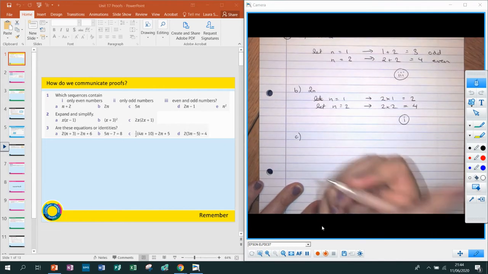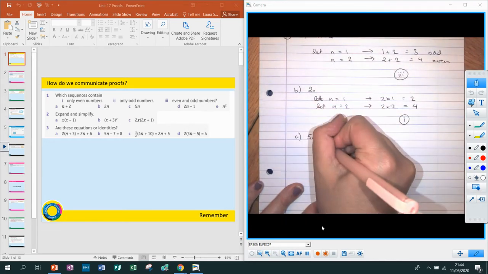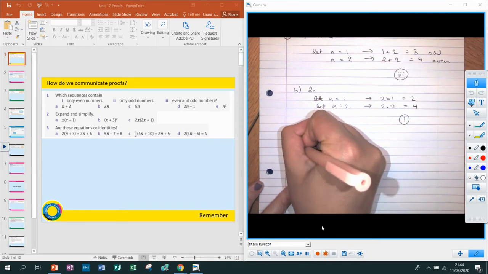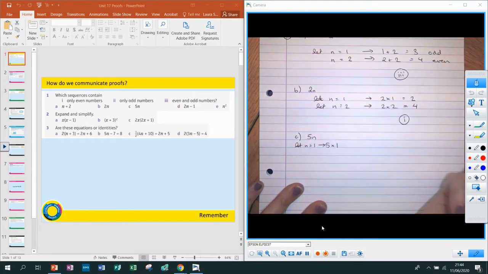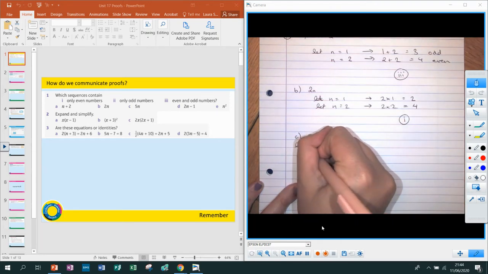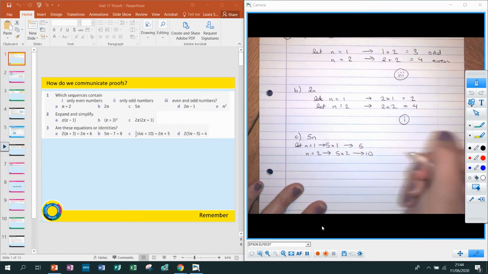For part C, we have 5n. Okay, so let's have a think. When I let n equal 1, we get 5 times 1, which of course is 5. And if I let n equal 2, then I get 5 times 2, which is 10. And if we look, that's odd, that's even, so we would again pick part 3.